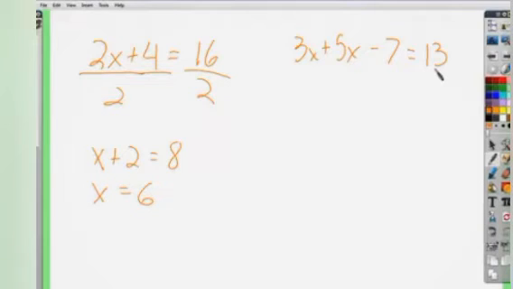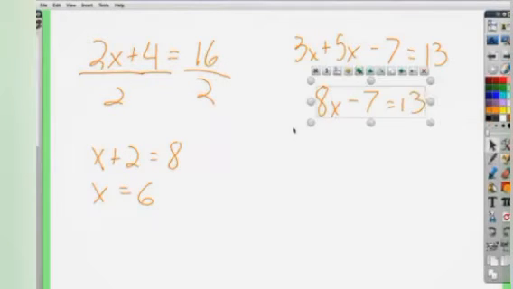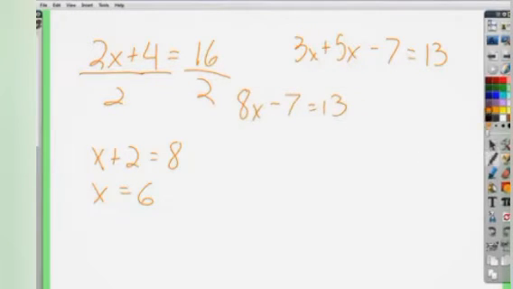So, what would someone do first? Collect like terms, which would give us 8x minus 7 equals 13. I would have done anything else. I would have added the 7 first. Well, we would have added 7 first. Now we've got alternate universes, where one person in one universe collected like terms, somebody else added 7 on both sides and had 3x plus 5x equals 20.